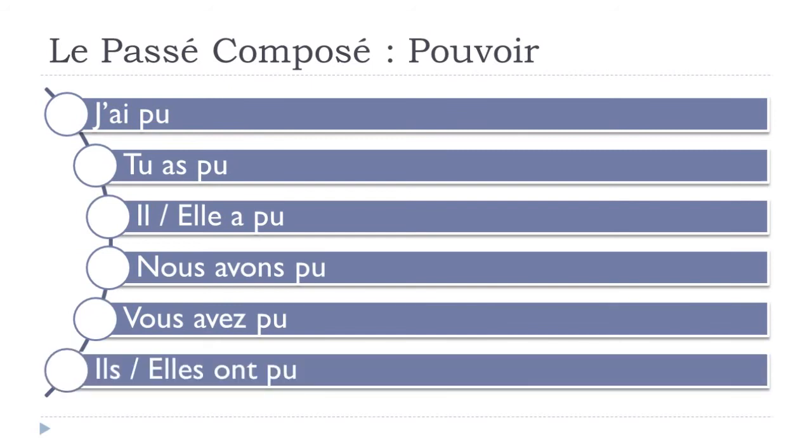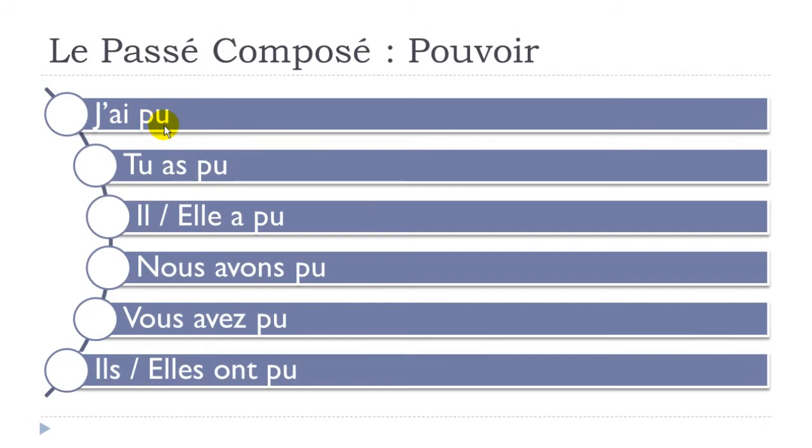Okay, so if you remember carefully, as I said in Unit 5 when I introduced this passé composé form, most of the verbs are using avoir at the present form, so that's the case here. And then after that you get to put the participe passé.